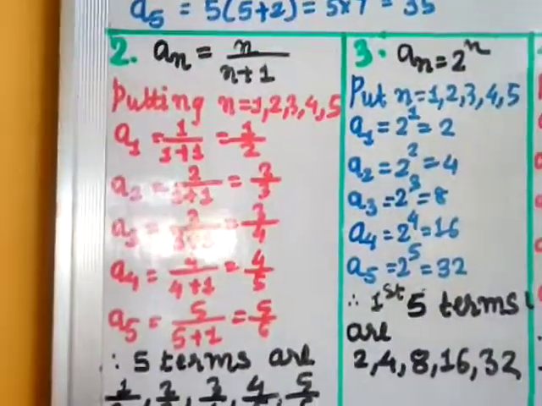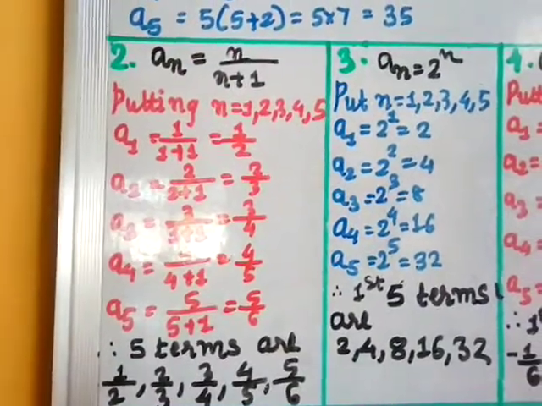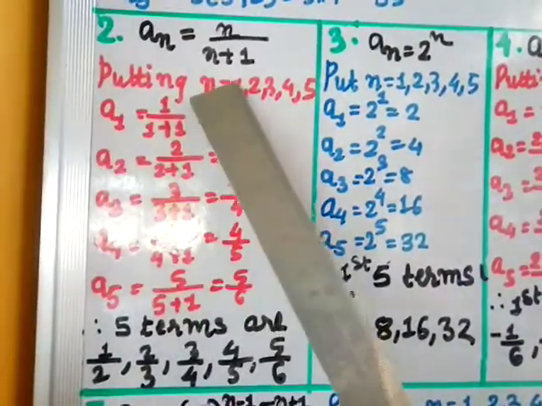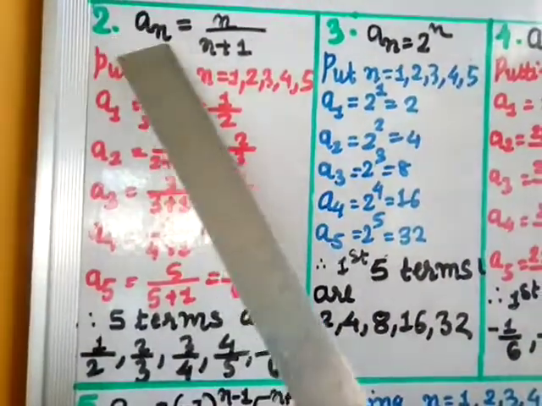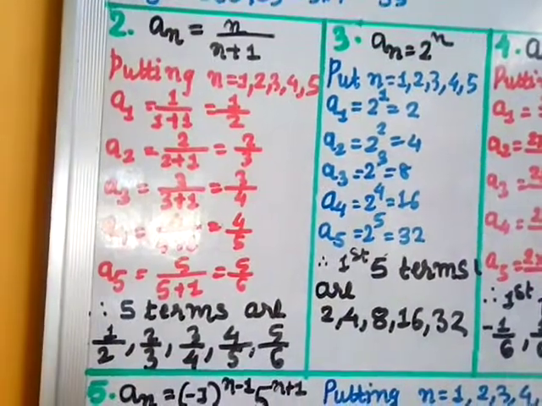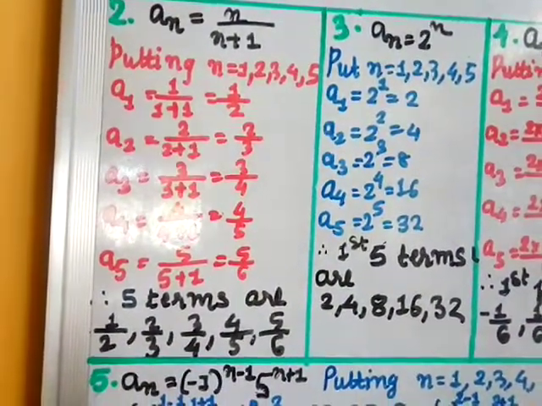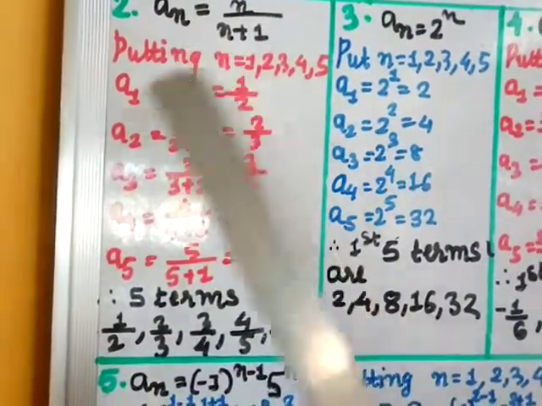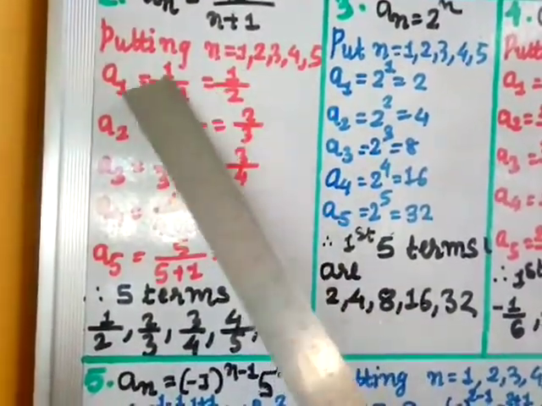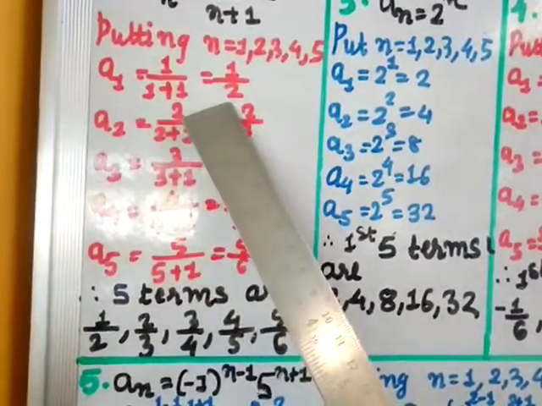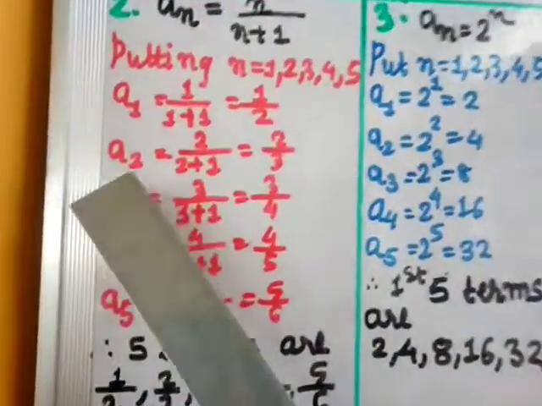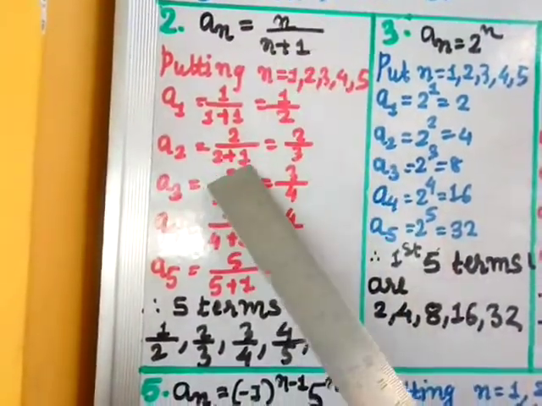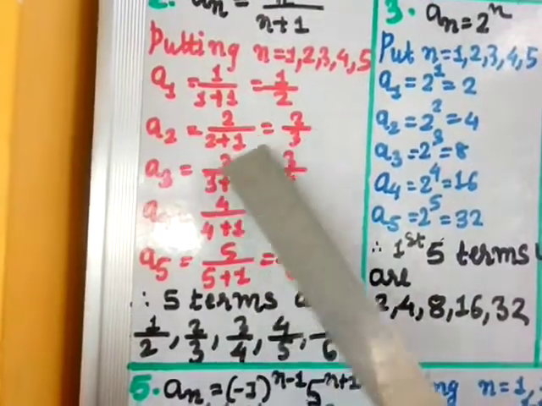Question number 2. The general term an is given to you as n divided by n plus 1, and you have to find the first 5 terms. So put n equal to 1, 2, 3, 4 and 5. Wherever there is n, place 1, 2, 3, 4 and 5. Let us start with 1. So a1 equals 1 divided by (1 plus 1), which is 1 divided by 2. Now put n equal to 2. So a2 equals 2 divided by (2 plus 1), that is 2 divided by 3.